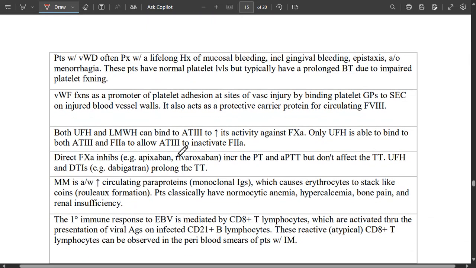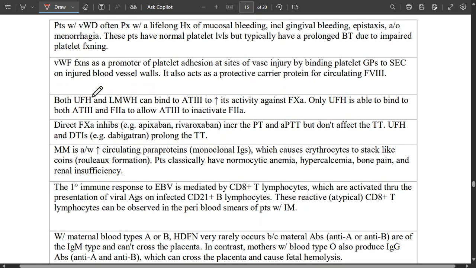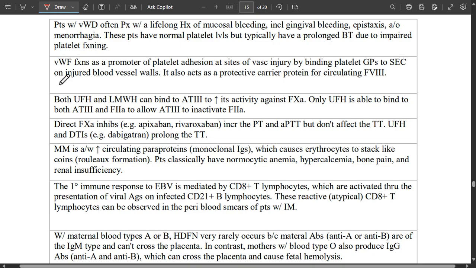Okay. All right. Four more pages to go, buddies. Next point. Patients with von Willebrand disease often present with a lifelong history of mucosal bleeding, including gingival bleeding, epistaxis, and menorrhagia. These patients have normal platelet levels, but typically have a prolonged bleeding time due to impaired platelet function. This is a qualitative defect. It was discussed multiple times before.